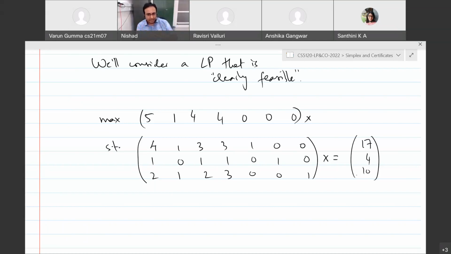Yeah. And one more thing that I wanted to ask was, if we add the slack variable, we just say some epsilon or some xn or something that we were adding.